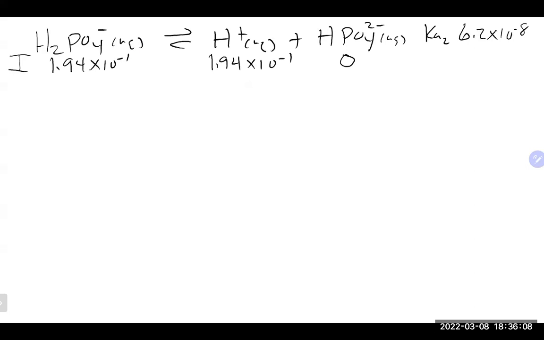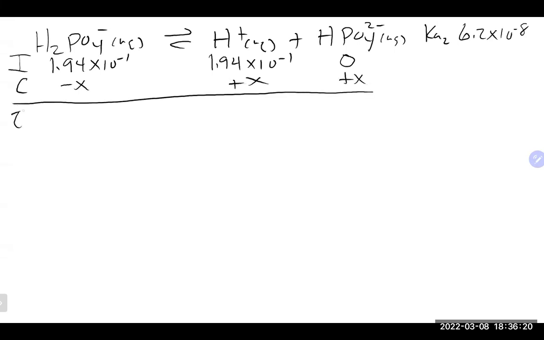So we're going to use our equilibrium line from the previous table to carry over to our initial line here. The change is going to be minus X, plus X, plus X, which means at equilibrium, 1.94 times 10 to the minus 1 minus X, 1.94 times 10 to the minus 1 plus X. Remember, that is plus. Most people are like minusing at this point. And that would be X.